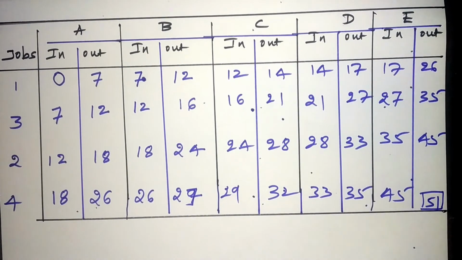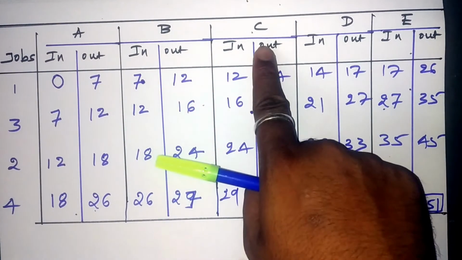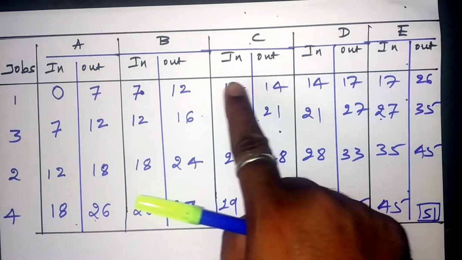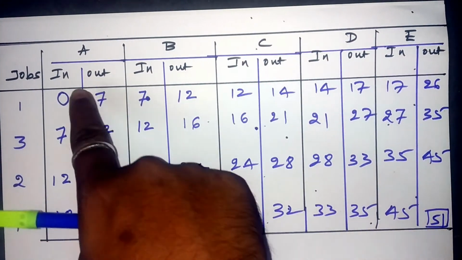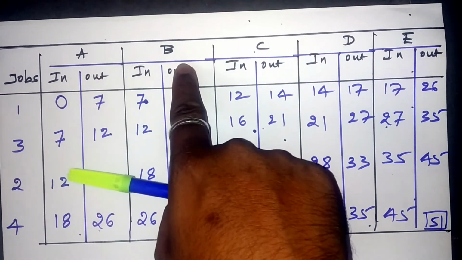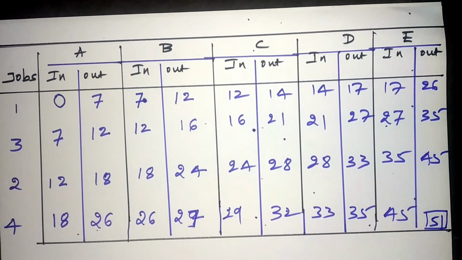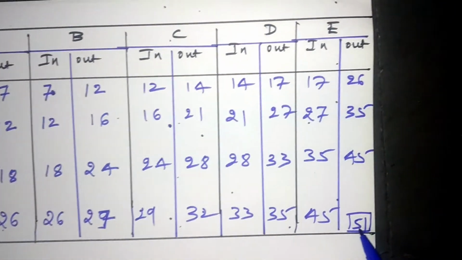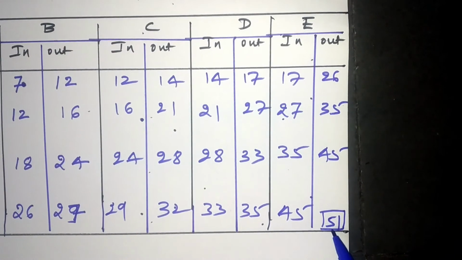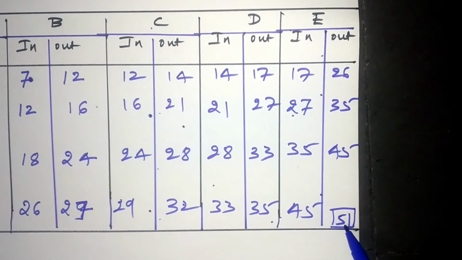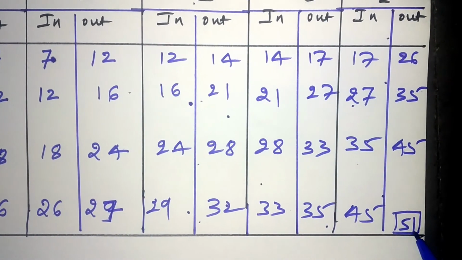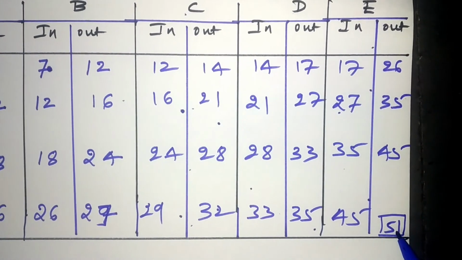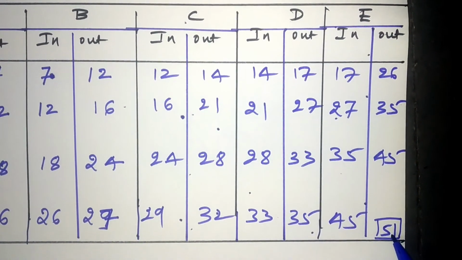Now I have similarly filled in the remaining machines, that is machines C, D and E. I have written the in time and out time, following the same method I used for machines A and B. So at the end, I'll get the out time for job number 4 on machine E as 51. Here it's going to end. That means we need 51 hours to complete all the jobs on all the machines.